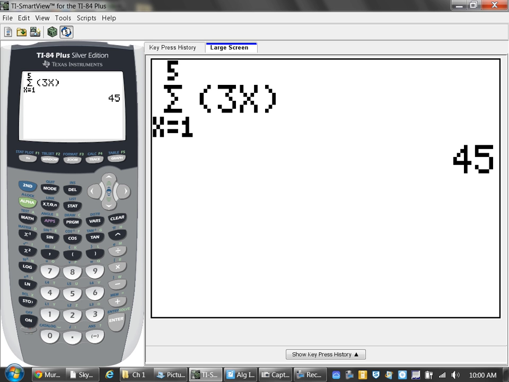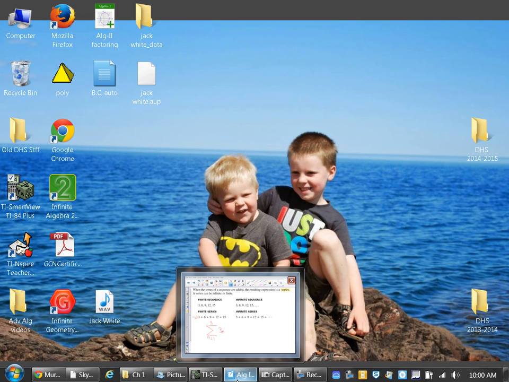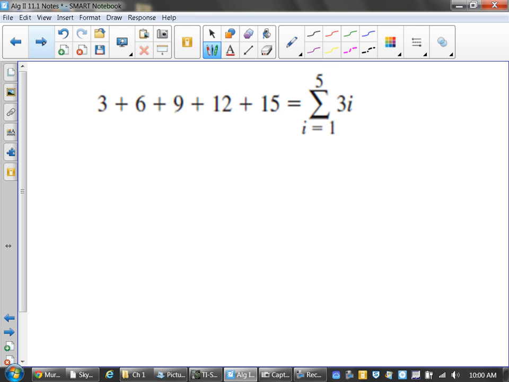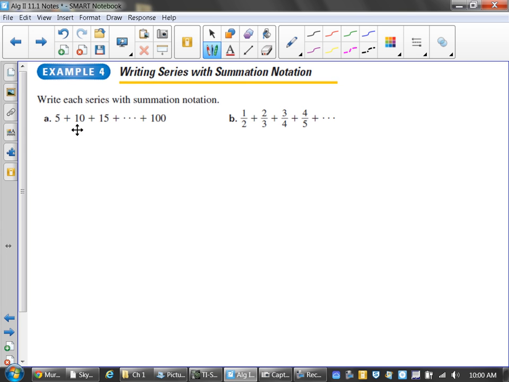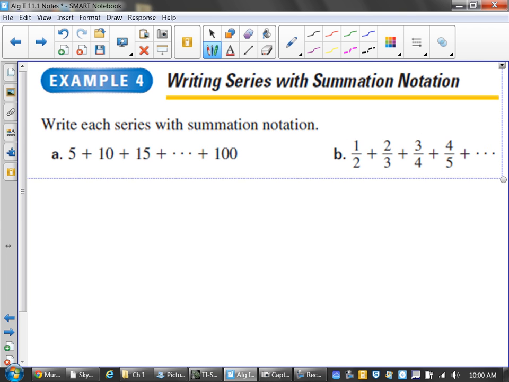What's going to be difficult for you guys is to come up with the actual rule for some of these. Now we just did this, so see if you can figure this one out. What I want you to do is write each series out in summation notation. Try to write it out. You'll notice that there's a starting point and an ending point for this one. That means there's a specific number of terms within that series. The number of terms in the second series is infinite.